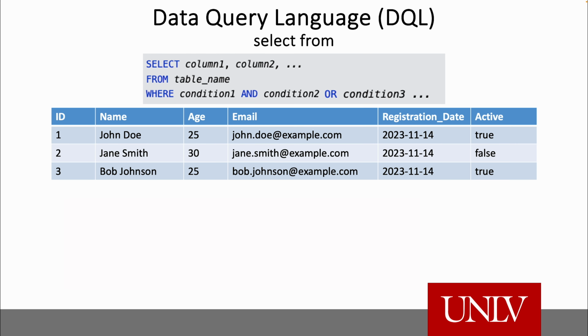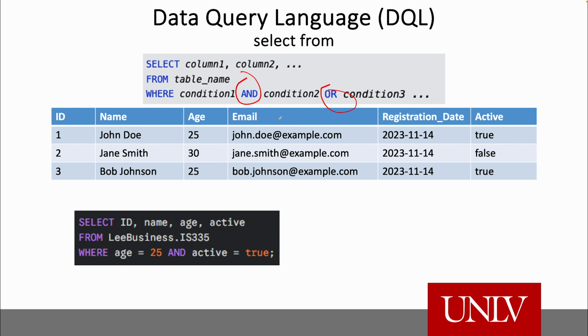Sometimes we need more conditions than just one. So the WHERE can contain one or more AND, OR, or NOT operators right here. The AND operator is used to filter records based on more than one condition, and these conditions must be satisfied simultaneously. Like if you want to return all students who are 25 years old, and at the same time whose active is true, we can write a query like this.